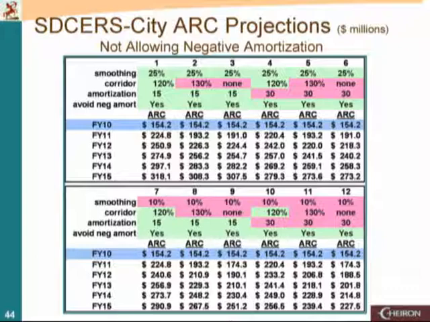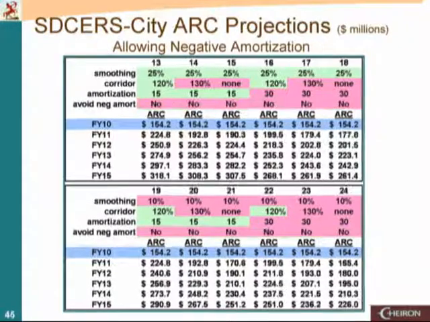So we've got these 12 projections for the city with no negative amortization, and then 12 allowing negative amortization. And then the same thing for the unfunded projections, not allowing negative amortization and allowing. And then we have the exact same charts for the UPD and the airport authority. So I don't think you'd want me to go through all these numbers with you. But that concludes my formal presentation, and I'm happy to answer any questions.